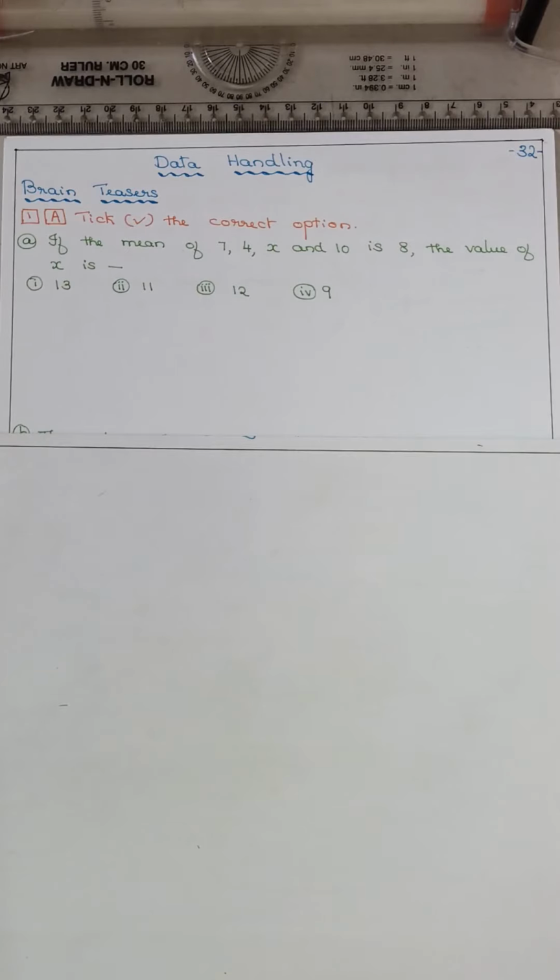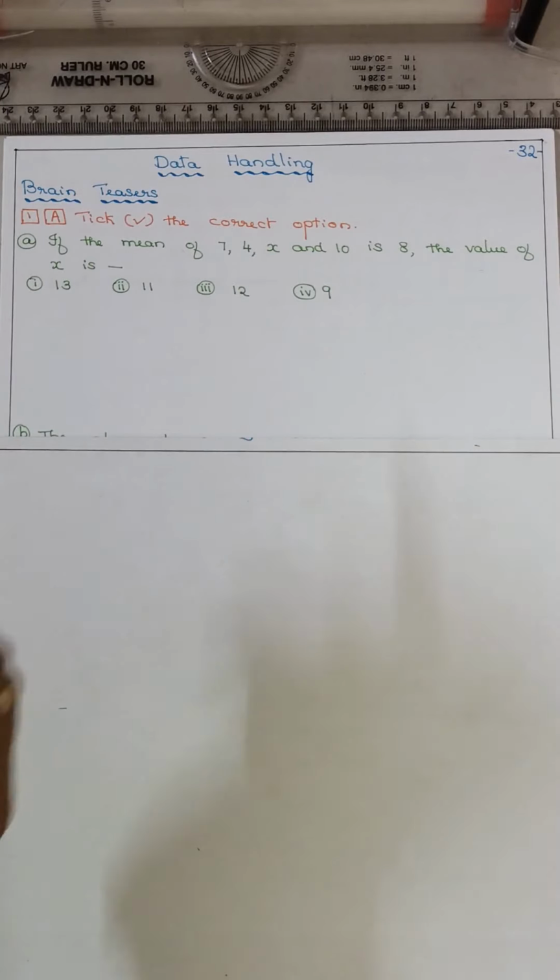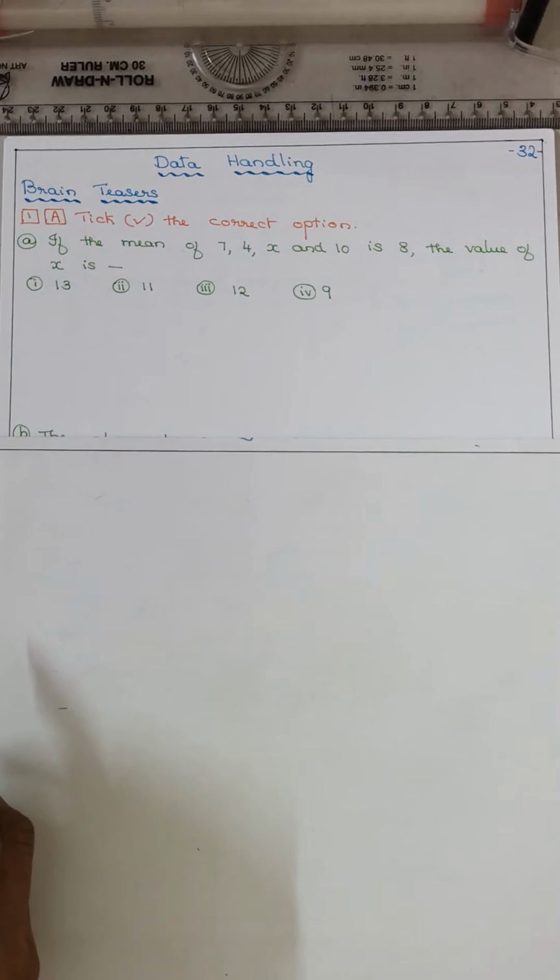We were discussing the lesson Data Handling. Now we will discuss the brain teasers of that lesson. The first question, tick the correct options. If the mean of 7, 4, x and 10 is 8, then the value of x is.